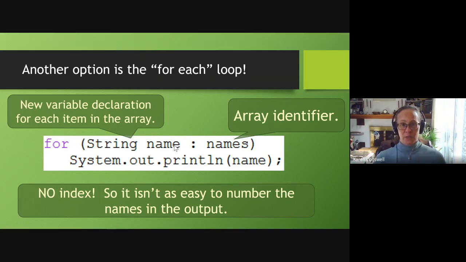There's 2 sections. The first section is a variable declaration. It says String name. String is the type of thing you're going to find in this array. So names is a string array.